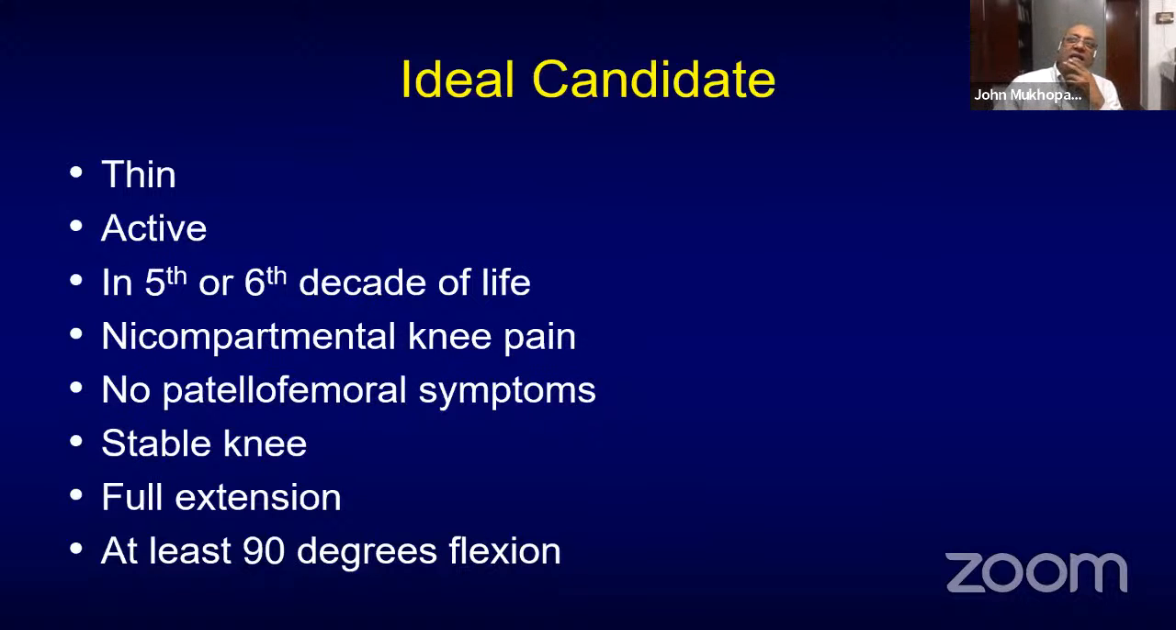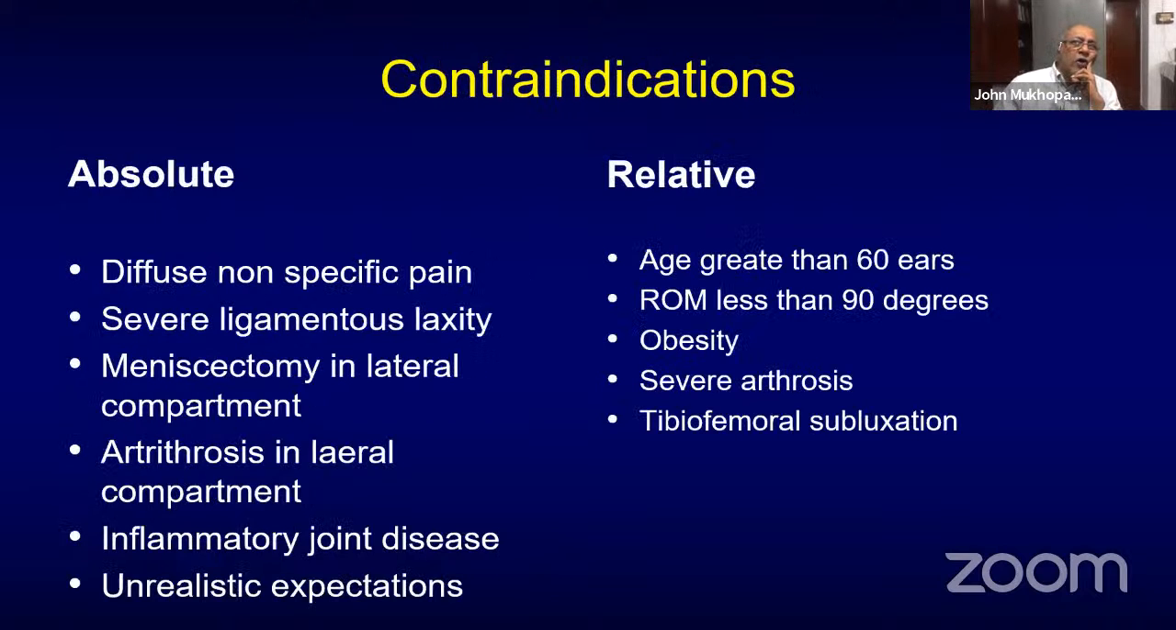So the ideal candidate for an H.T.O. is kind of a mythical figure who's thin, active, in the 5th or 6th decade of life, with unicompartmental knee pain, no patellofemoral symptoms, a stable knee with full extension and at least 90 degrees of flexion. Now, very rarely do we get an ideal candidate. However, we need to look at what are the contraindications, and there are some absolute contraindications.